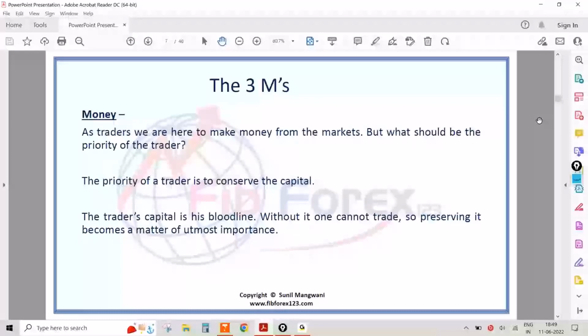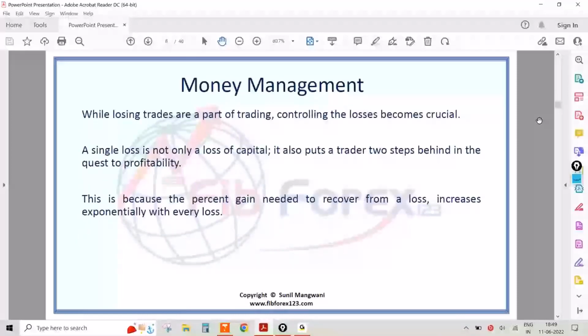Now, going about this, there are particular ways to understand the importance of protecting your capital from losses. Losses are a part of trading. There's no way that you can avoid it. But how do you conserve your capital in spite of the losses? So controlling the losses is crucial. You cannot control the number of losing trades that you have. That depends on the market, but you can control the amount of loss that you take per trade.